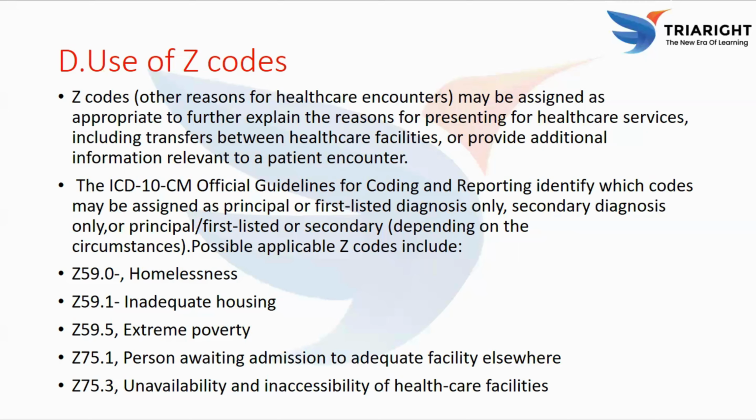So there are some examples of applicable Z codes. What are those? Z59.0, homelessness. And Z59.1, inadequate housing. Z59.5, extreme poverty. Z75.1, person awaiting admission to adequate facility elsewhere. Z75.3, unavailability and inaccessibility of healthcare facilities. So in simple words, Z codes are used to show social or environmental reasons that affect a patient's health or medical records.